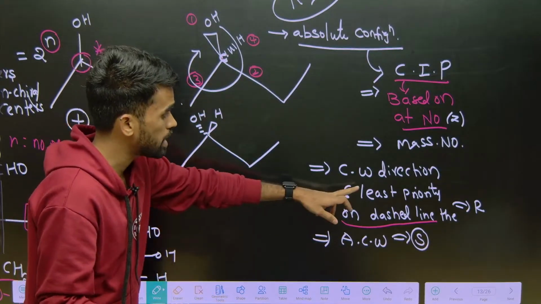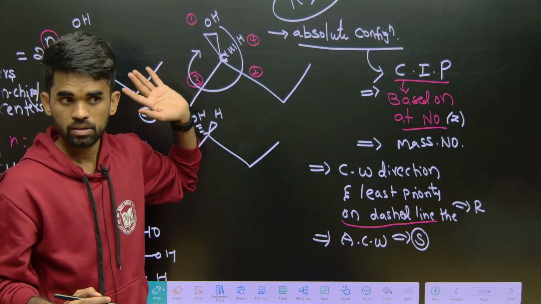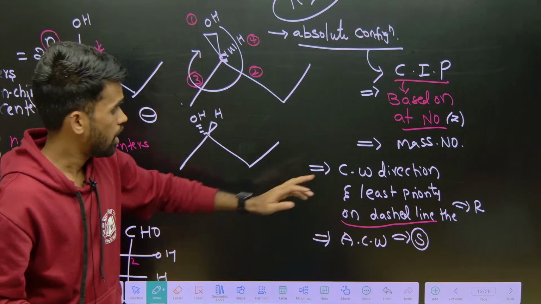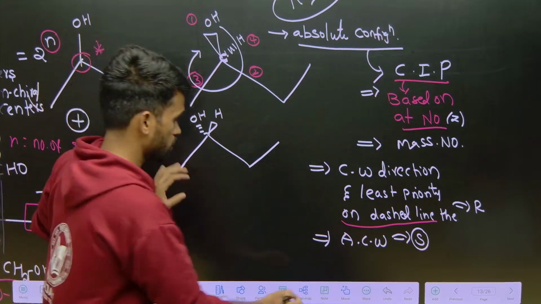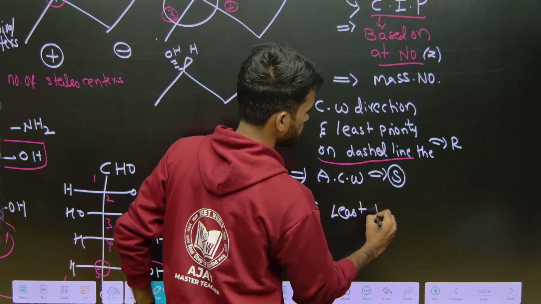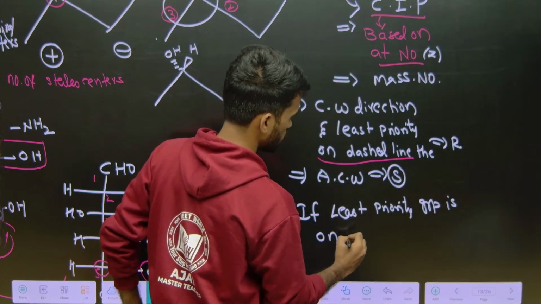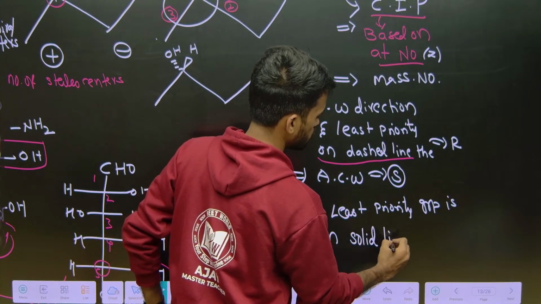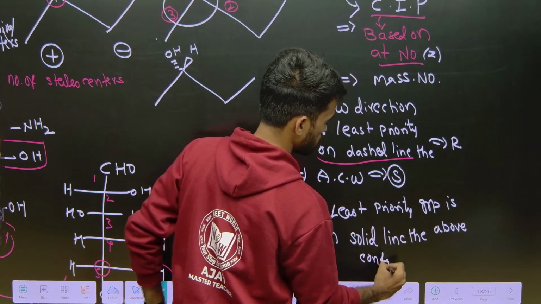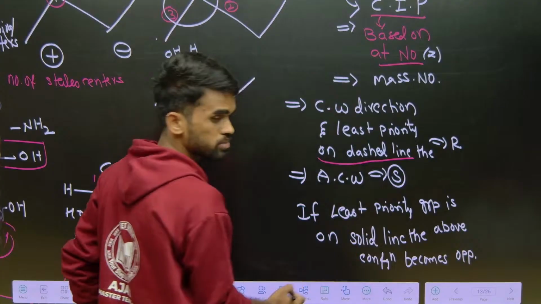Sir, what if that least priority group is not below the plane? Then the configuration becomes opposite. If the least priority group is above the plane, then R becomes S, S becomes R. You can add that point also. And if the least priority group is on a solid line, then the above configuration becomes opposite. R becomes S, S becomes R.